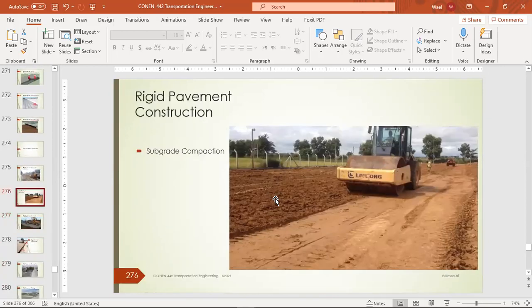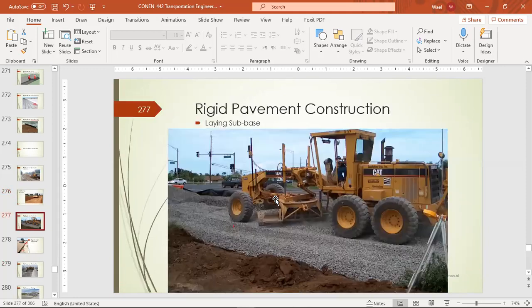If the compaction is not correct and it was not tested, that will result basically in permanent deformation in the pavement later on, and you have to readjust for that, which is going to be a very costly job to do. After that, we start placing the sub base, which is crushed stone.